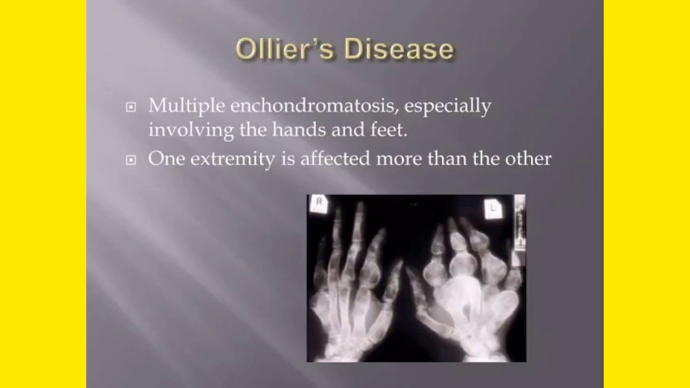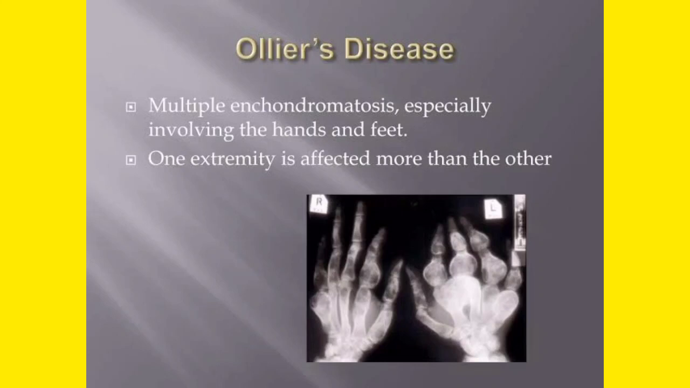But what happens in case of Ollier's disease? Ollier's starts with O. O means only. Only enchondromatosis. Remember like this: only enchondromatosis is present.